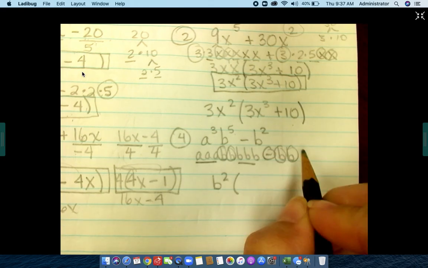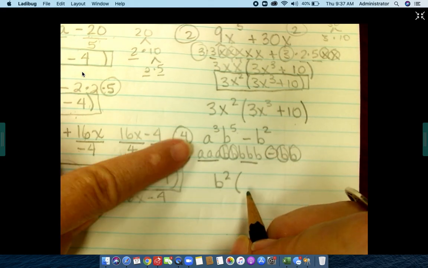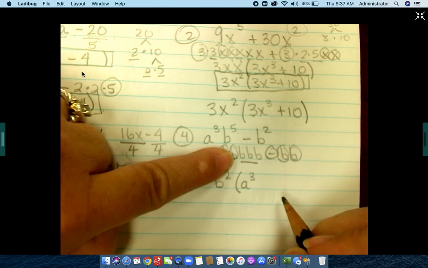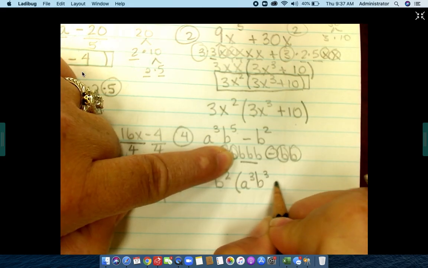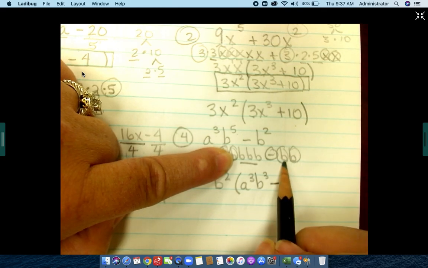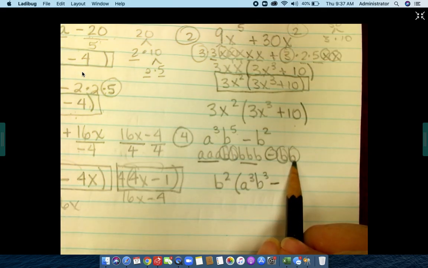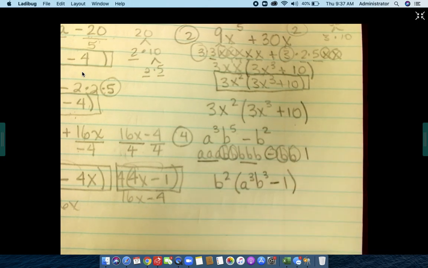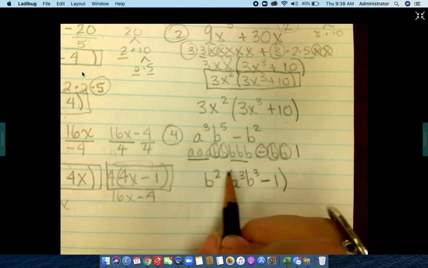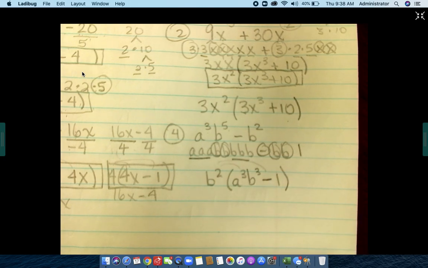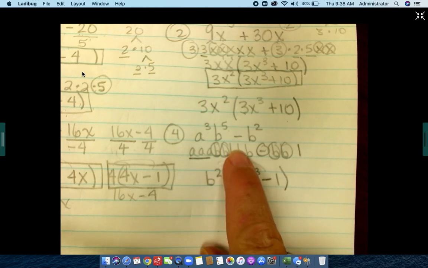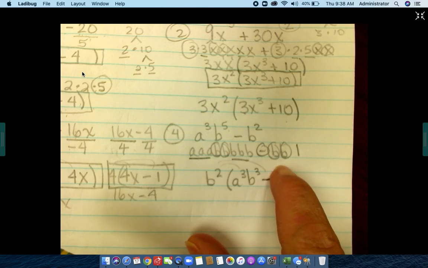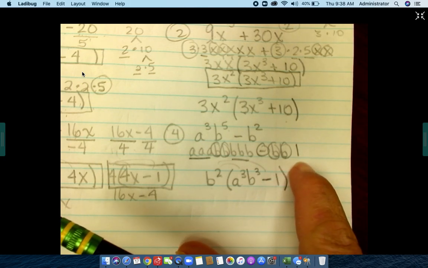So if I come down here and say I've got 3 A's, I'm going to write that as a cubed. And here I have b cubed. But what do I do if everything got circled? Well, remember that 1 is a factor of everything. So we leave 1 as a placeholder so that when we distribute, we still get the minus b squared back here. So if you circle everything because it's part of the GCF and there's nothing left, use a 1.